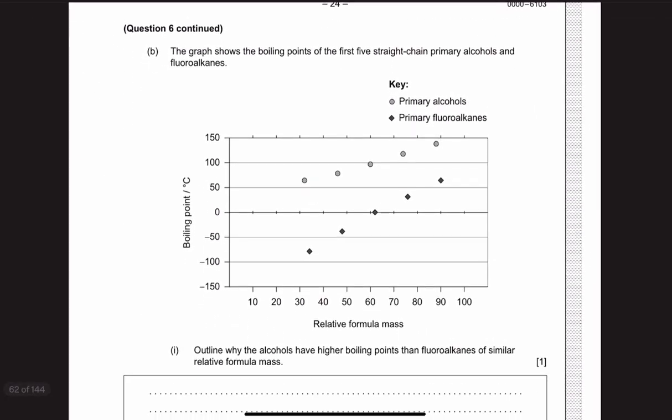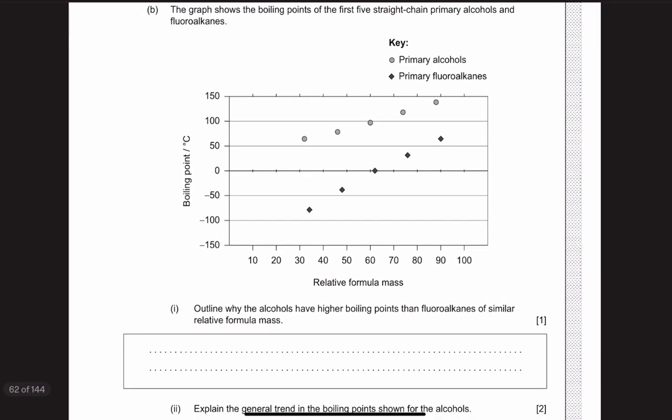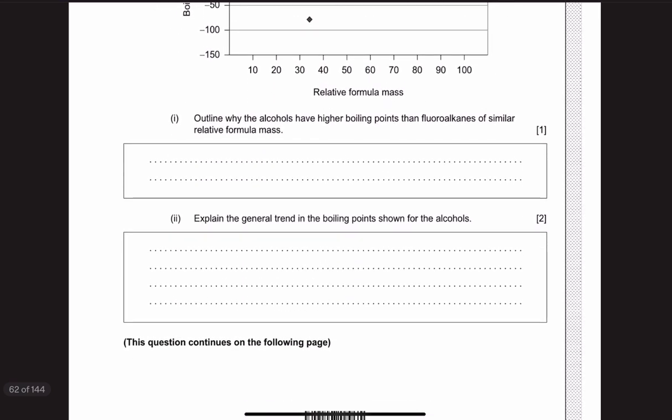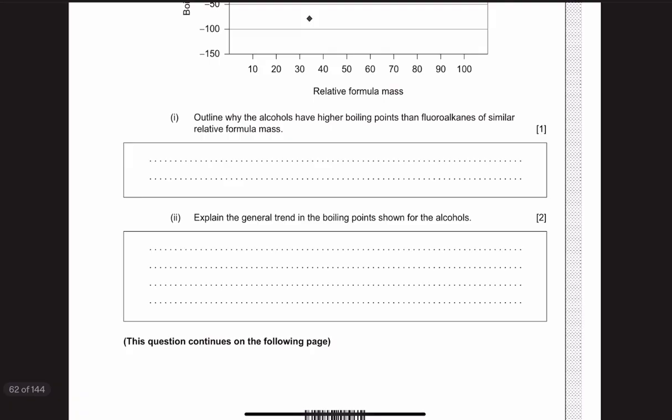This graph shows the boiling points of the first 5 straight chain primary alcohols and fluoroalkanes. Outline why alcohols have a higher boiling point than fluoroalkanes of similar relative formula mass. Why? Because H bonding. Okay, hydrogen bonding is stronger than dipole forces. Okay, and alcohols have hydrogen bonding. Fluoroalkanes have dipole forces only. Hence why they have higher boiling points.